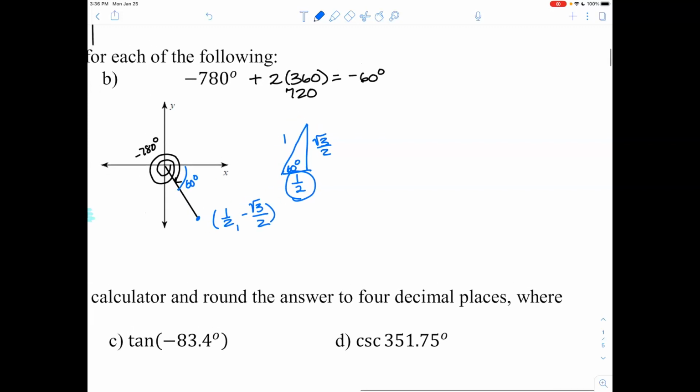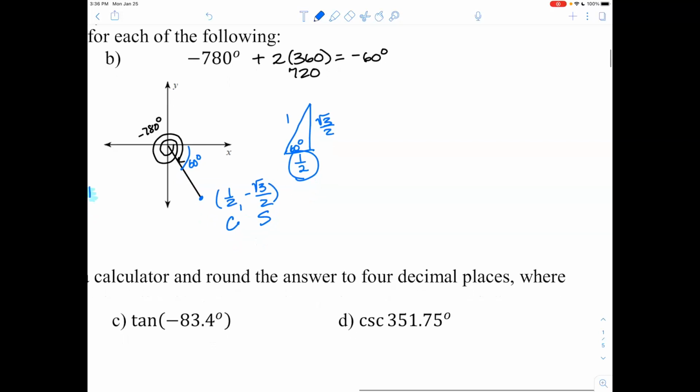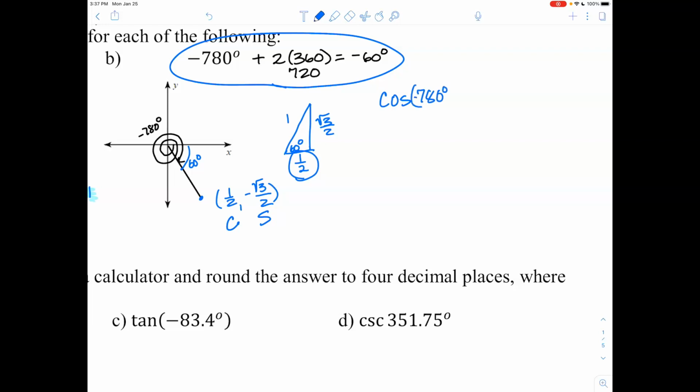Okay, so remember that cosine is positive in quadrant 4 and sine is negative in quadrant 4. So be really careful about that. And again, you can go ahead and use your unit circle for this. You just have to figure out what quadrant you're in and what your reference angle is. All right, so now we'll go and find our cosine of negative 780 degrees, and that is 1/2.